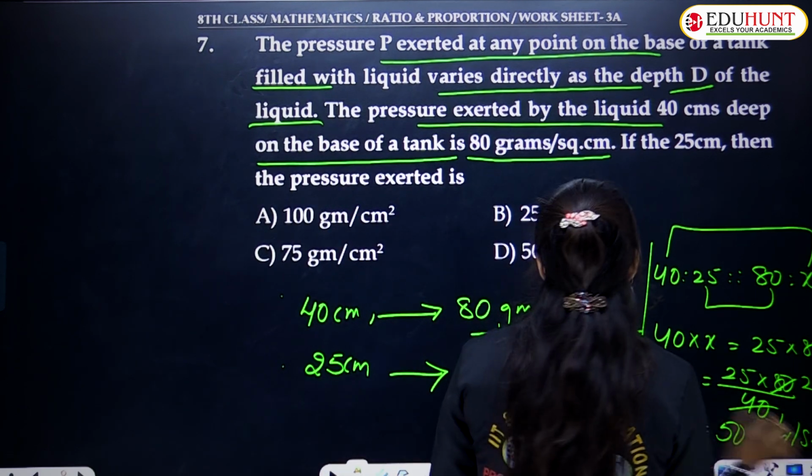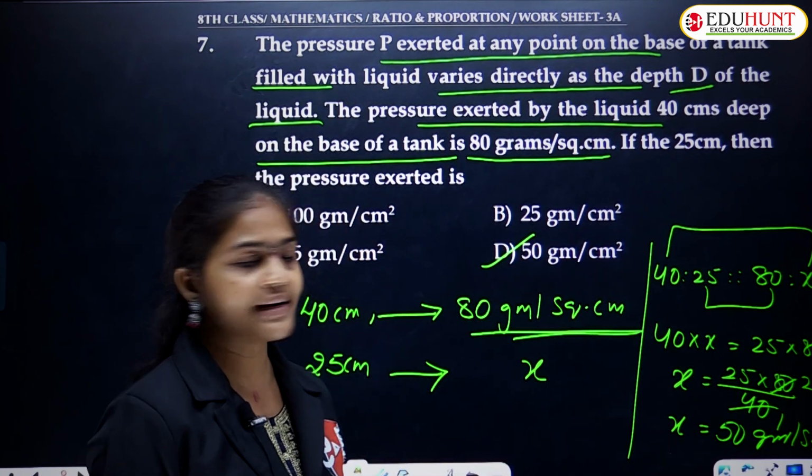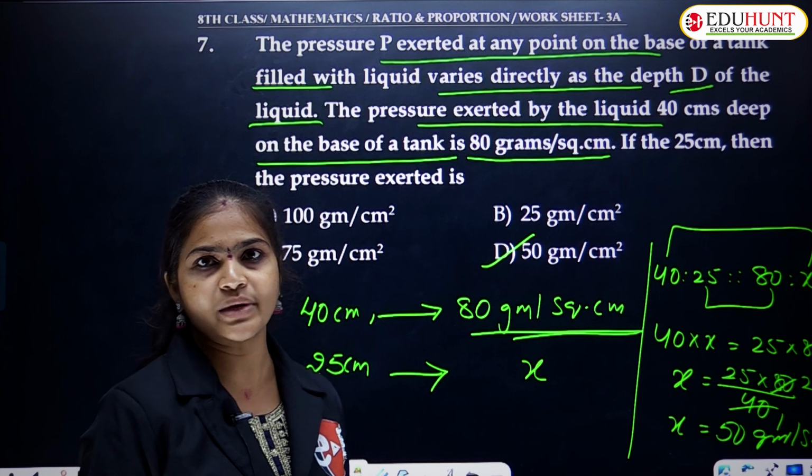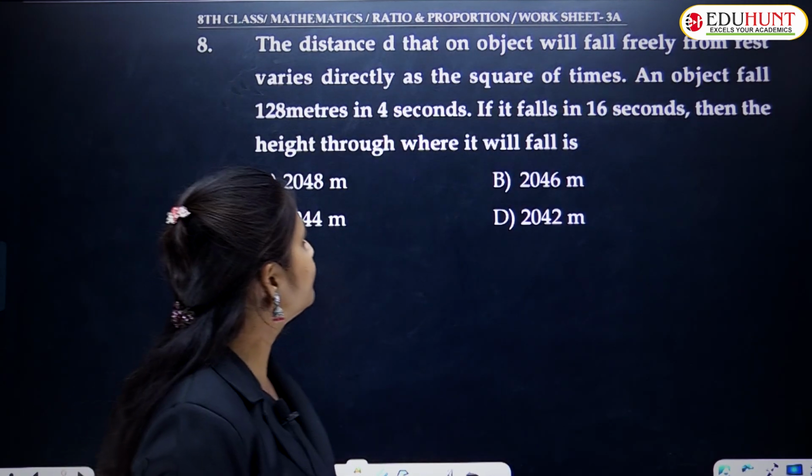Gram per square centimeter. So which option is there? Yes, option D is correct, that is 50 gram per square centimeter. Clear? Yes. So children, see here, the 8th one.